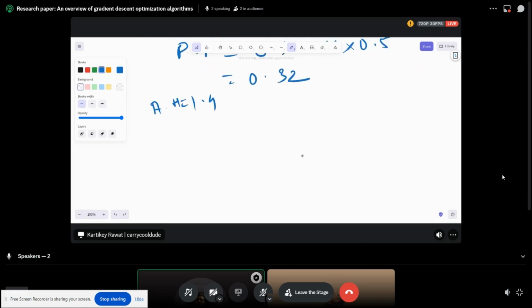Let's take the difference between them. So 1.4 minus 0.32 comes to around 1.1, I guess, yeah, 1.1. Now we will keep track of the sum of squared residuals up there. So this is the first part of it, right?